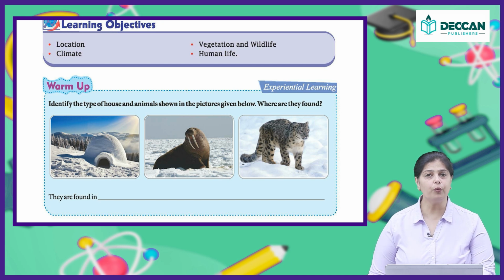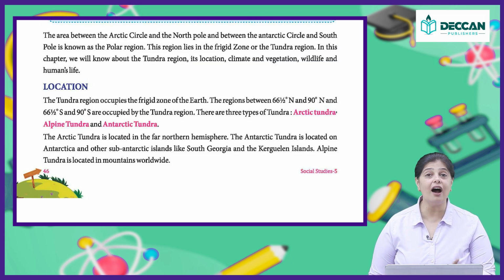All right, but what do you see? Have you noticed something here in all these pictures? Yes, there is one thing that you need to notice: all these things, what do they have around them? Right, they have the snow around them. So the area between the Arctic Circle and the North Pole and between the Antarctic Circle and the South Pole, these areas are known as the polar regions.